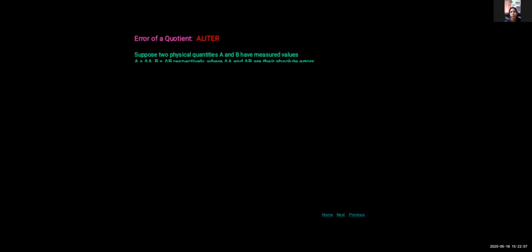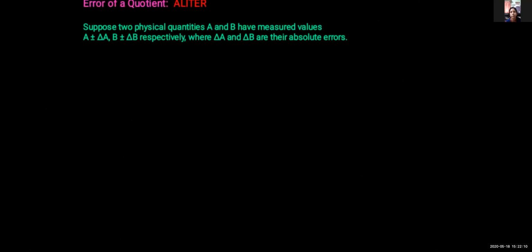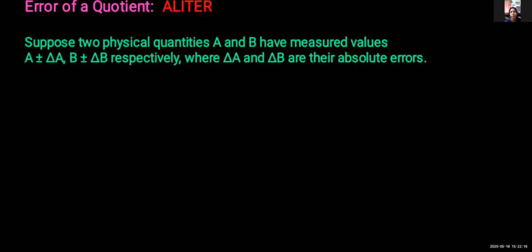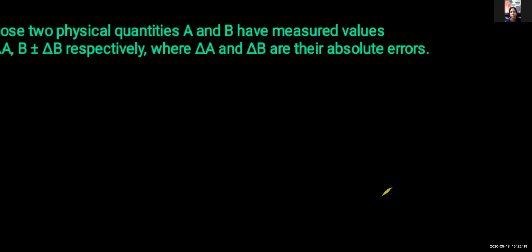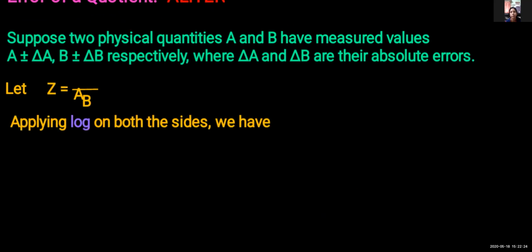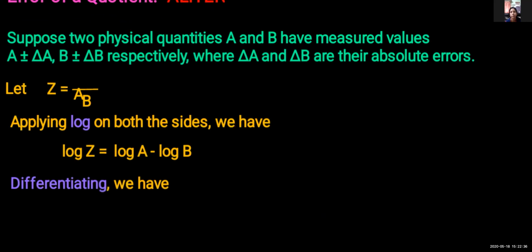Another method, error in quotient: we have two quantities A and B. Their measurements are A plus delta A and B plus delta B, where delta A and delta B are their absolute errors. Okay, so Z equal to A upon B, applying log on both sides. So we will get log Z equal to log A upon B. Log A upon B can be written as log A minus log B. On differentiating this equation, we will get delta Z upon Z equal to delta A upon A minus delta B upon B, as we have done in the previous case. Okay.